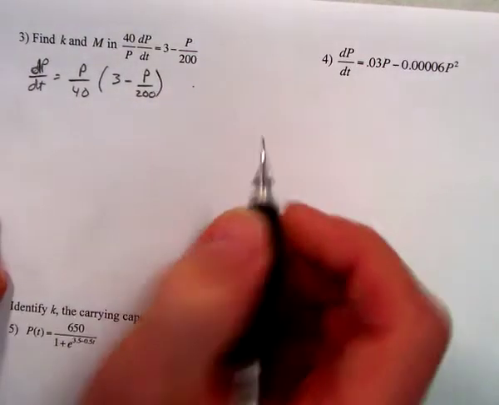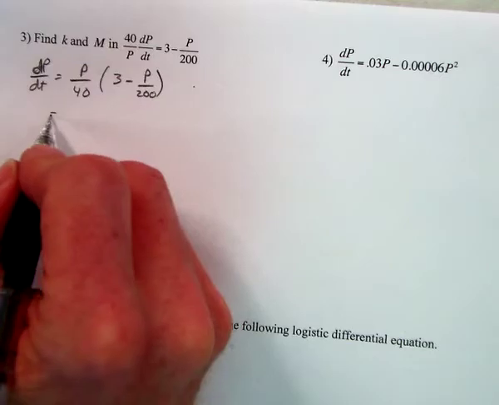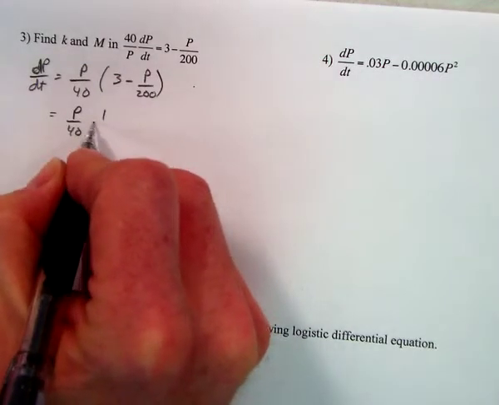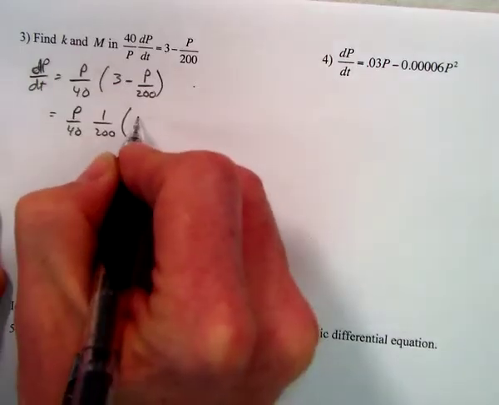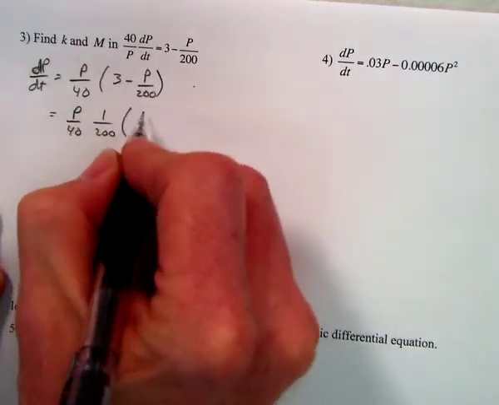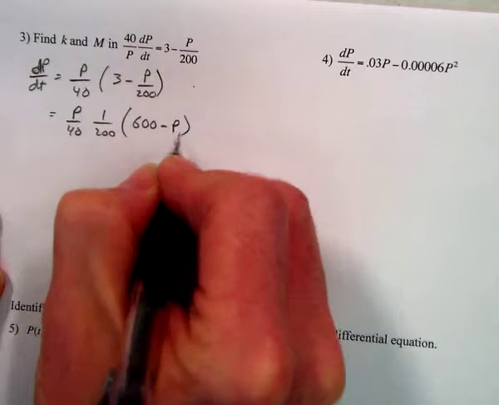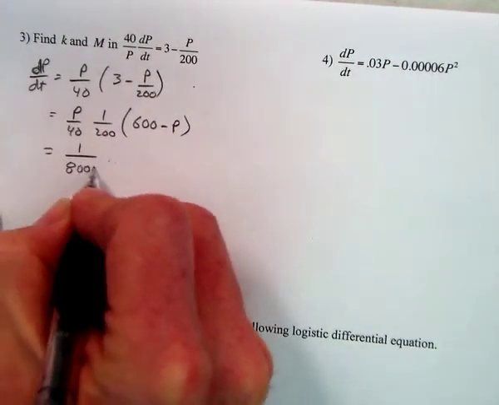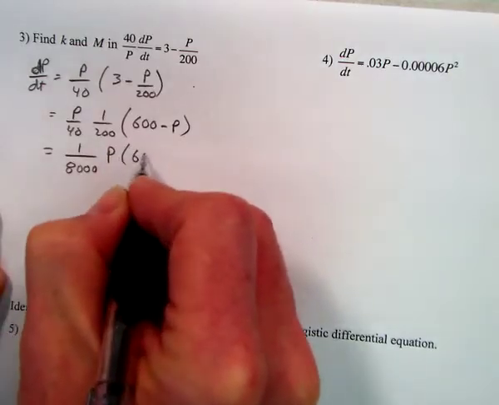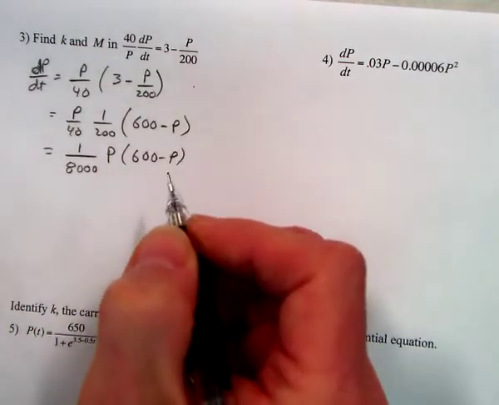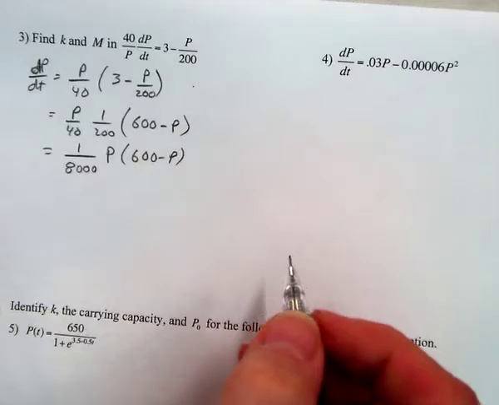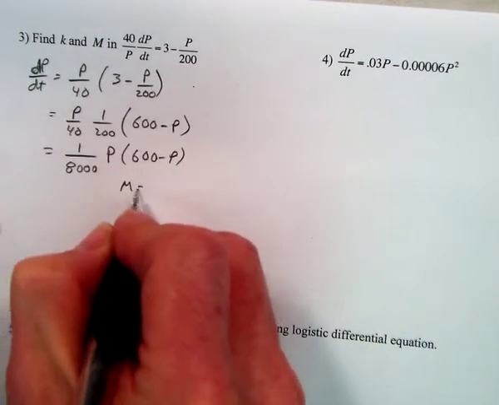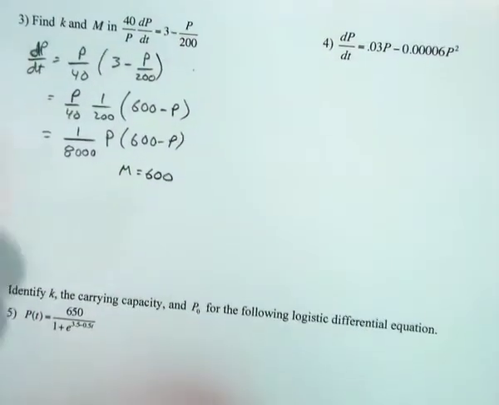Now that's not the exact form. We want to get this out. So we'll write it as P over 40. Let me pull out the 200. So 1 over 200 times, we're going to multiply 200 times 3. We have 600 minus P, or in other words, 1 over 8,000 times P, and then 600 minus P. I'm putting this so we can see the stuff better. Right now we can see that M equals 600. Our carrying capacity for this situation is 600.